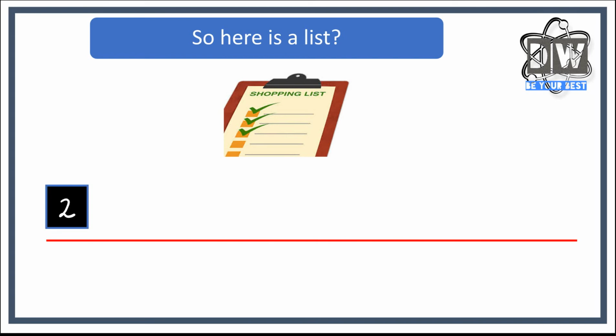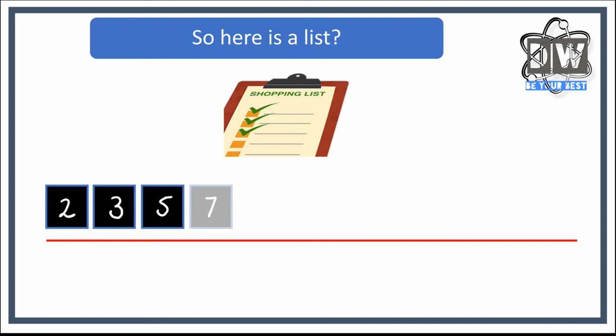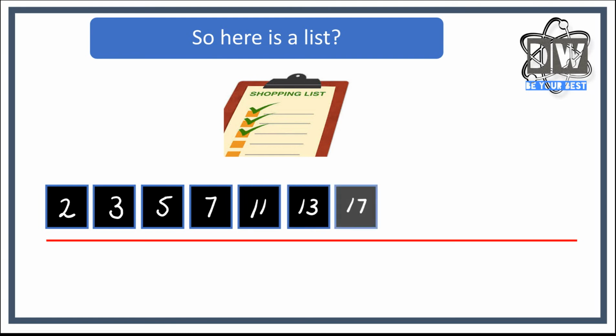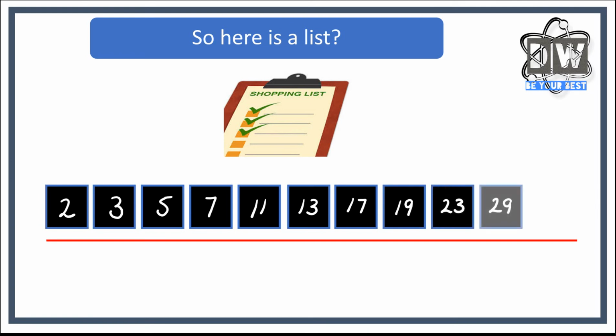The first one is 2. The next one's 3. These are all prime, so you need to write all of these down. 5, 7, 11, 13, 17, 19, 23, 29, and 31. So those are all the prime numbers up to 31. Obviously, they do go on, but those are the key ones that you are expected to know, so you need to make sure you know them.